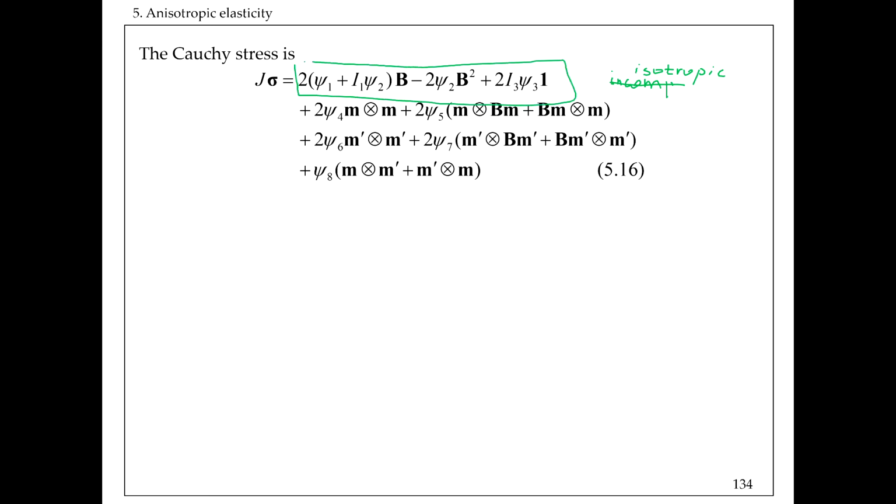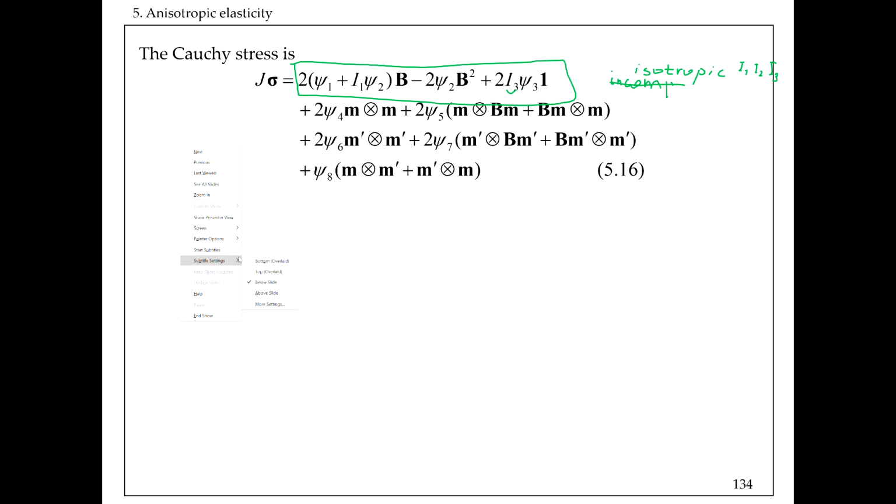And so there are no assumptions made about the compressibility. Hence, you still have your invariant I3 here, and the derivative of that invariant with respect to C. So basically, we have all our three invariants, I1, I2, and I3, contributing to this part. This is the isotropic part, and this is unchanged.